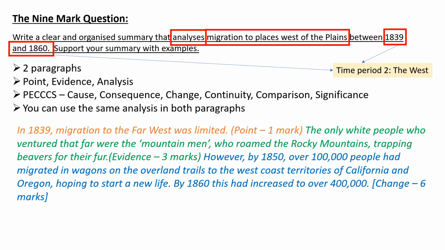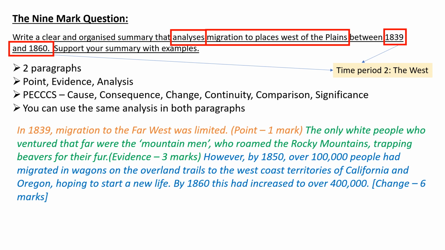We then need to support some evidence. So the only white people who ventured that far were the mountain men who roamed the Rocky Mountains, trapping beavers for their fur, and this is where we would move up to 3 marks for evidence. At this point, we have no analysis, so therefore you are capped at 3 marks.